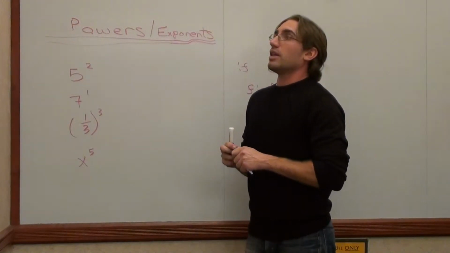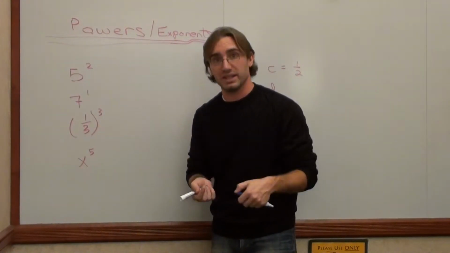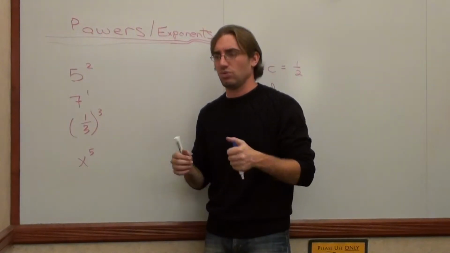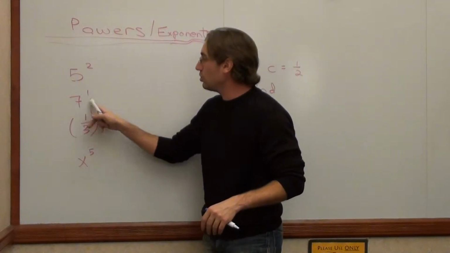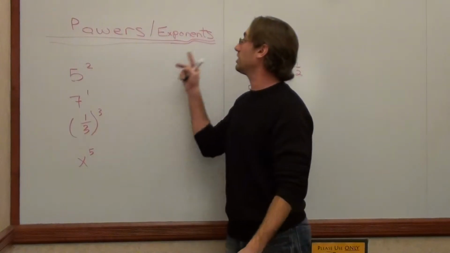Now, the big number, the 5, the 7, the 1/3, and the x are called bases. They basically hold up the exponents. That's what a base is. You know, you want a good foundation, make sure it has a good base. These small numbers, 2, 1, 3, and 5, are called powers, but more often than not are called exponents.